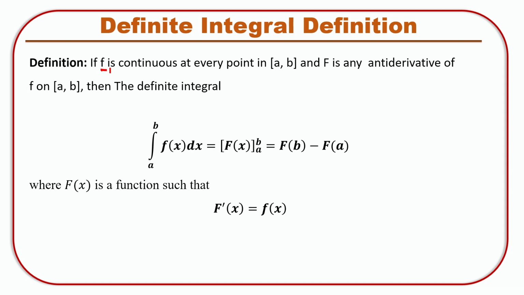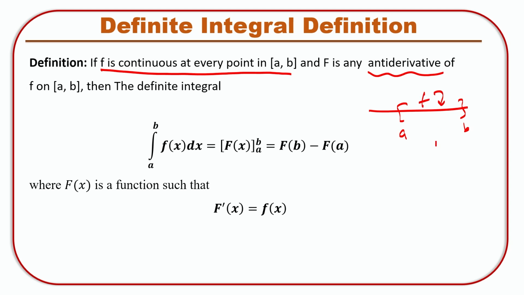So if a function f is continuous at every point in a closed interval [a, b], and capital F is any antiderivative of this small f on [a, b], so f is the continuous function and capital F is the antiderivative. That means the derivative of capital F is small f, that is dF/dx = f(x). Then the definite integral from a to b of f(x) dx is equal to F(b) minus F(a). We had done this previously.